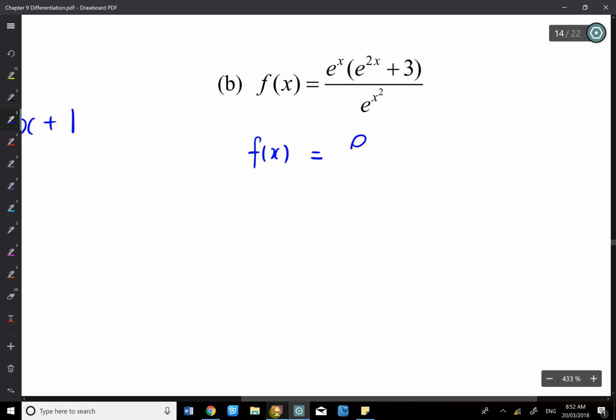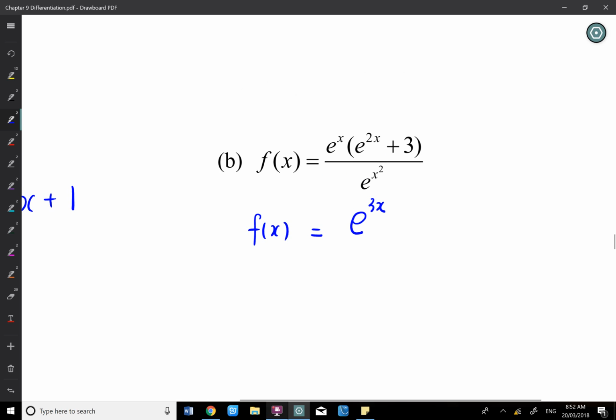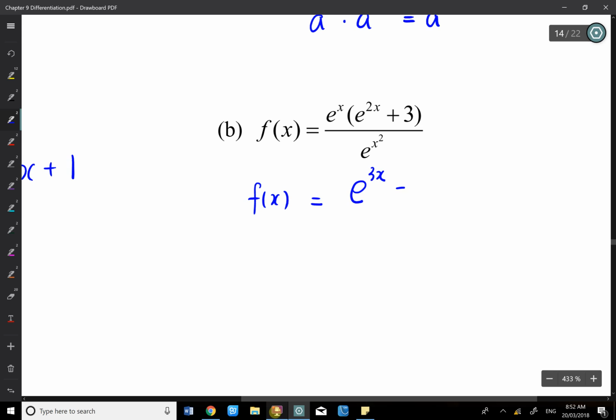E to the power of 3x. Good. So we add the power. Same base, we times them, we add the power. So a to the power of m times a to the power of n, that's a to the power of m plus n. So we need to add the power. And then what we have plus 3 e to the power of x.